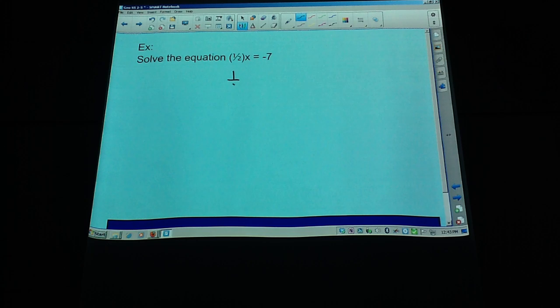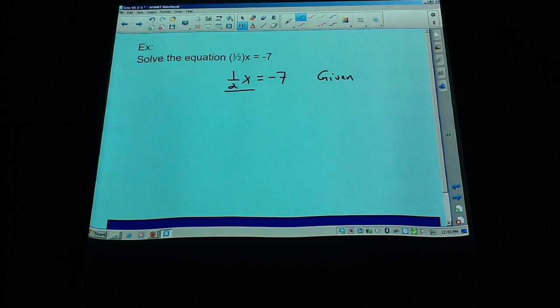We've got 1/2 x equals negative 7. That's our given. So we need to get rid of this 1/2. A couple of different ways actually to go about doing this. We could multiply by the reciprocal, which would probably be the easiest way to do here, and we would go straight to our answer then.